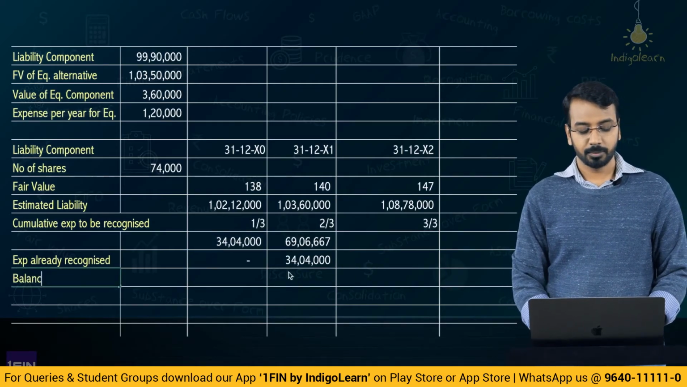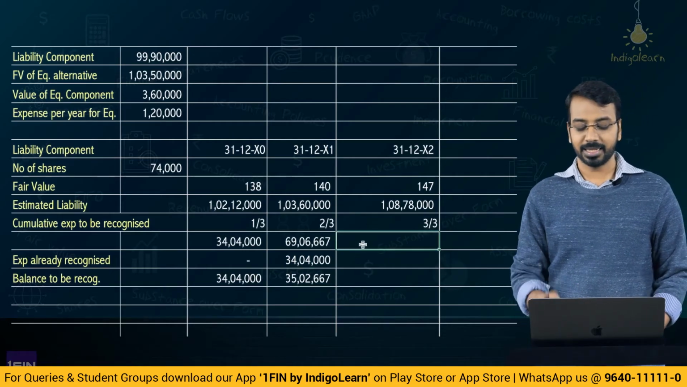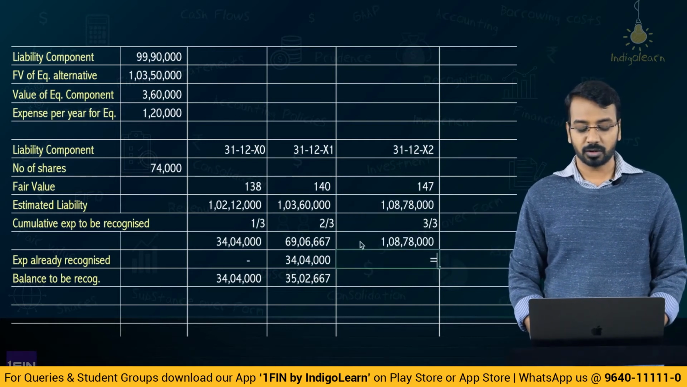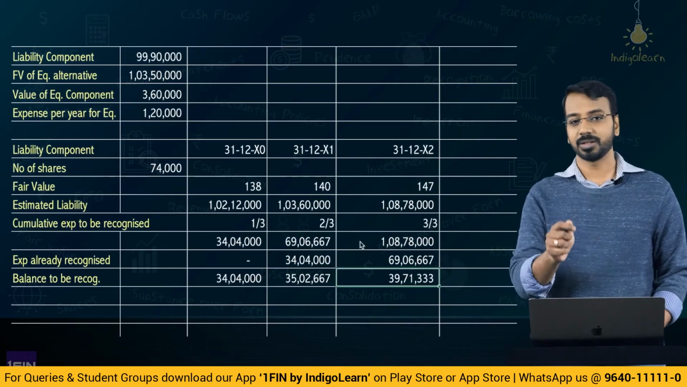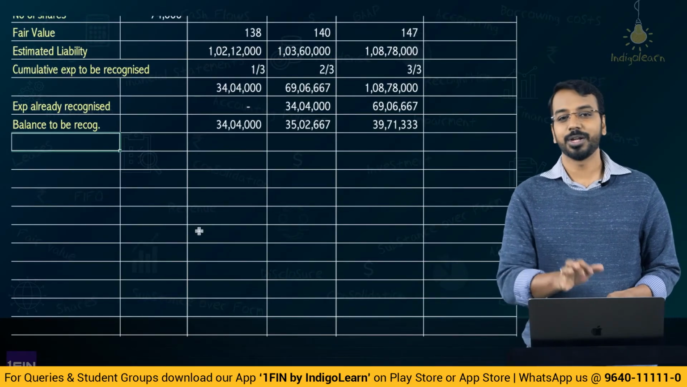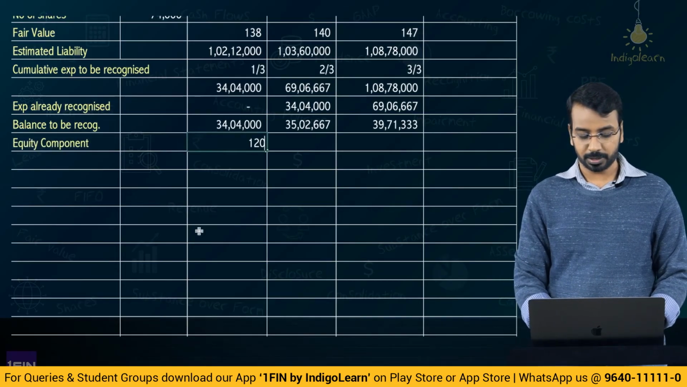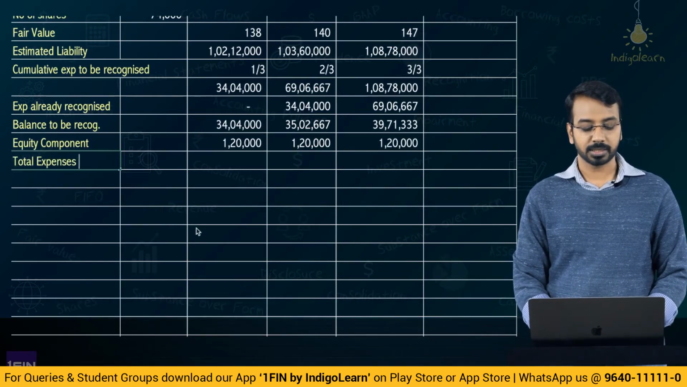So, balance to be recognized: the entire amount minus this, 69 minus 34, about 35 lakhs will be recognized. At the end of the 3 years, the entire 1 crore 8,78,000 should be the cumulative expense. Out of that, already recognized is 69,06,667. So the balance of 39,71,333 will be recognized in the current period. Okay. Now we have determined the expense towards the liability component to be recognized. To this we'll add the equity component, which is 1,20,000 each year, right. So you will get the total expenses to be recognized.